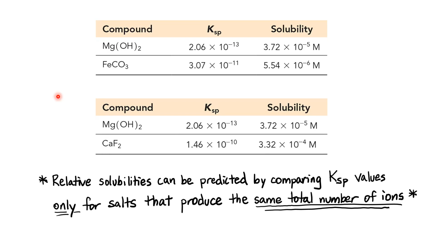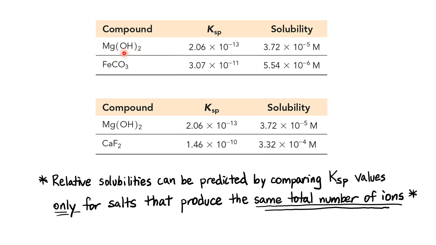Okay, so remember what I said before, that you can't just look at the KSP between two ionic compounds and say, oh, this one is going to be more soluble than this because this has a larger KSP than that. You can't really say that. And there's a really good reason, because how many ions does this produce when it breaks up? Let's think about it. Mg(OH)2.